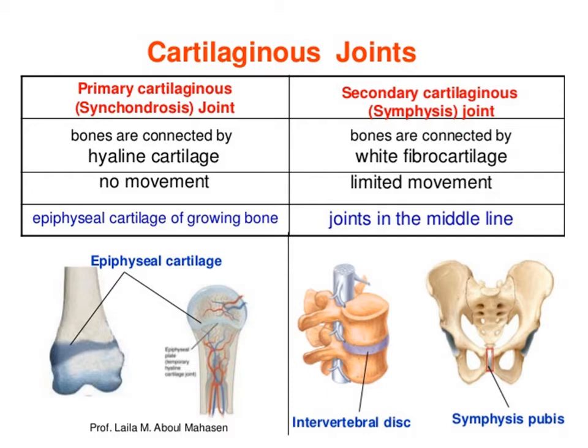Then below you can see an image. But what's most important for you guys to remember here is the definition of slightly movable, and whether they have movement or limited movement. So let's move to secondary, which is the symphysis joint. These bones are connected by white fibrocartilage, and they are limited in movement. So remember, primary has no movement and secondary has limited movement.